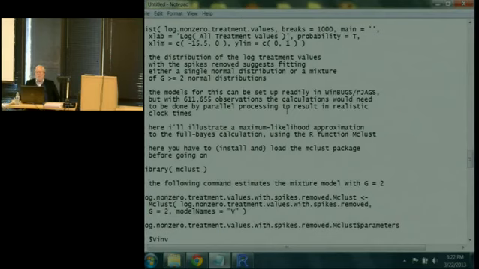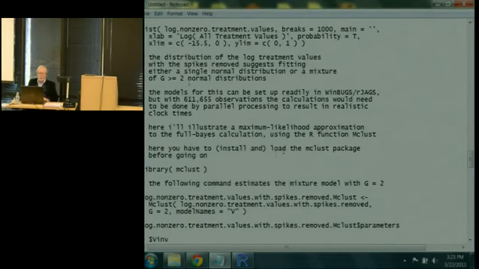The models for this can be set up readily in WinBugs or RJAGS, but with 611,655 observations to do the mixture modeling for the mixture of normals, the calculations would need to be done by parallel processing to result in realistic clock times, and even then it would take a long time. So the Bayesian calculation here does not scale well in sample size. So I'm going to illustrate a maximum likelihood approximation to it using a function in R that does mixture modeling called mclust. If you're going to do this yourself, you have to install the mclust package and then you have to load it.